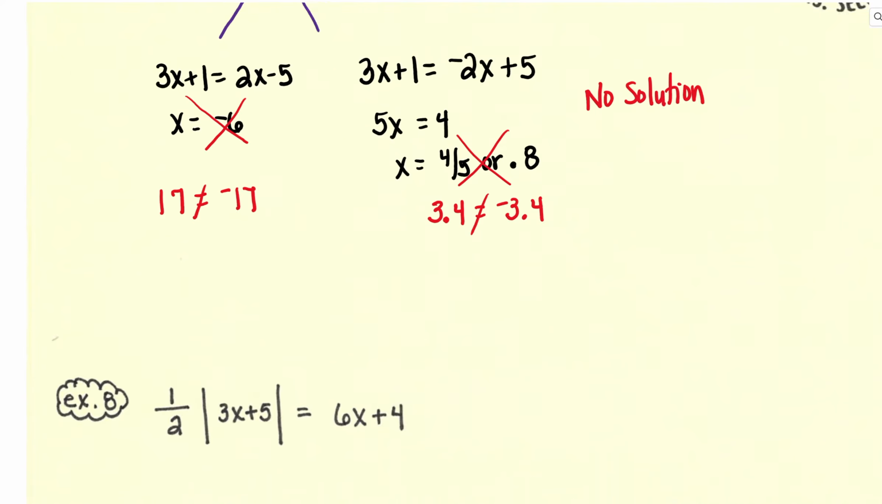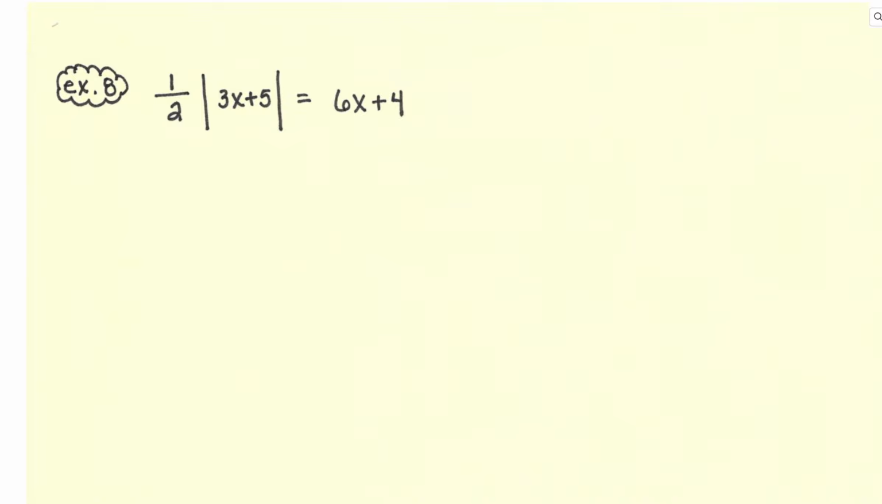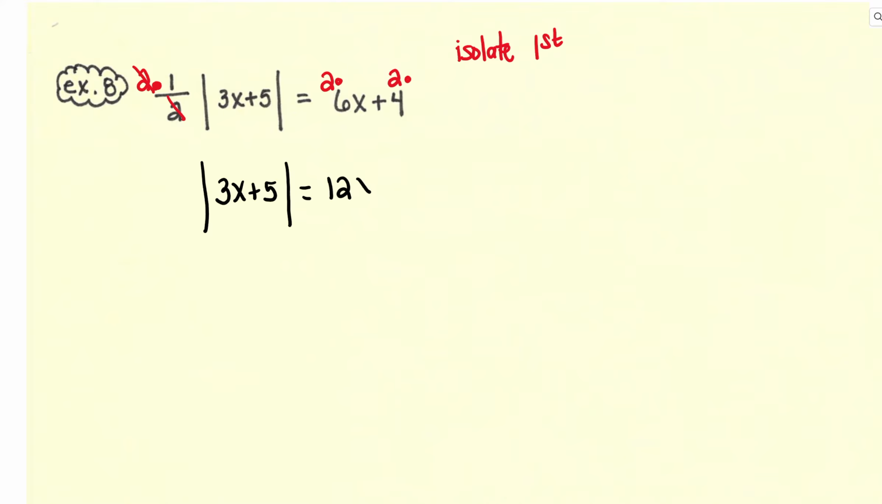All right, last one. So the first thing we have to do is isolate that absolute value first. So if this is a 1/2 or a 1 divided by 2, I have to multiply by 2. But if I'm going to multiply this by 2, I have to be fair and multiply each of those terms by 2. So those 2's cancel, and I have the absolute value of 3x plus 5 is equal to 12x plus 8. Now that it's isolated, you isolate, then you break.